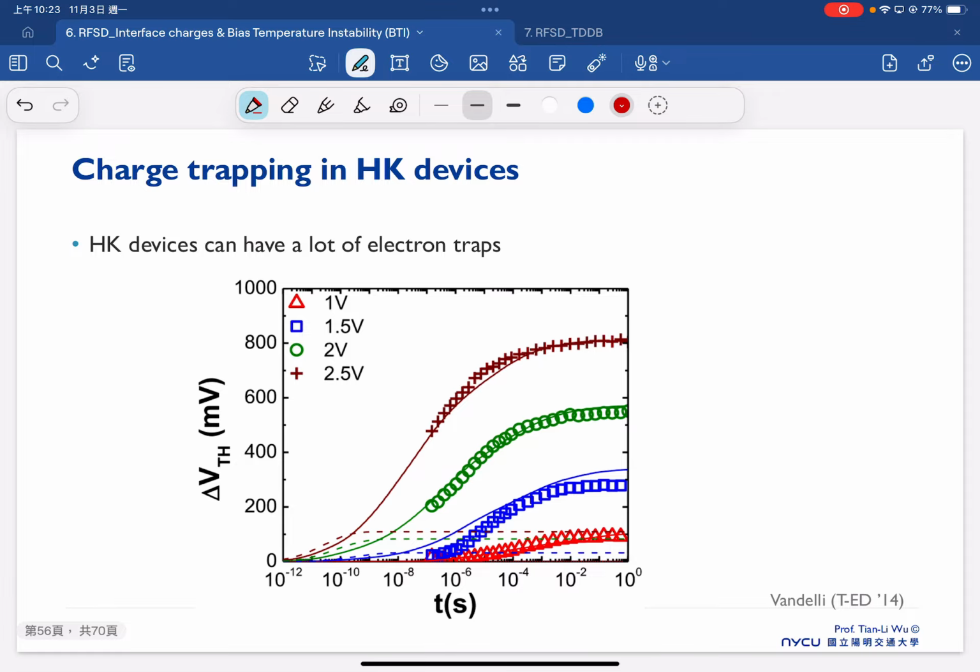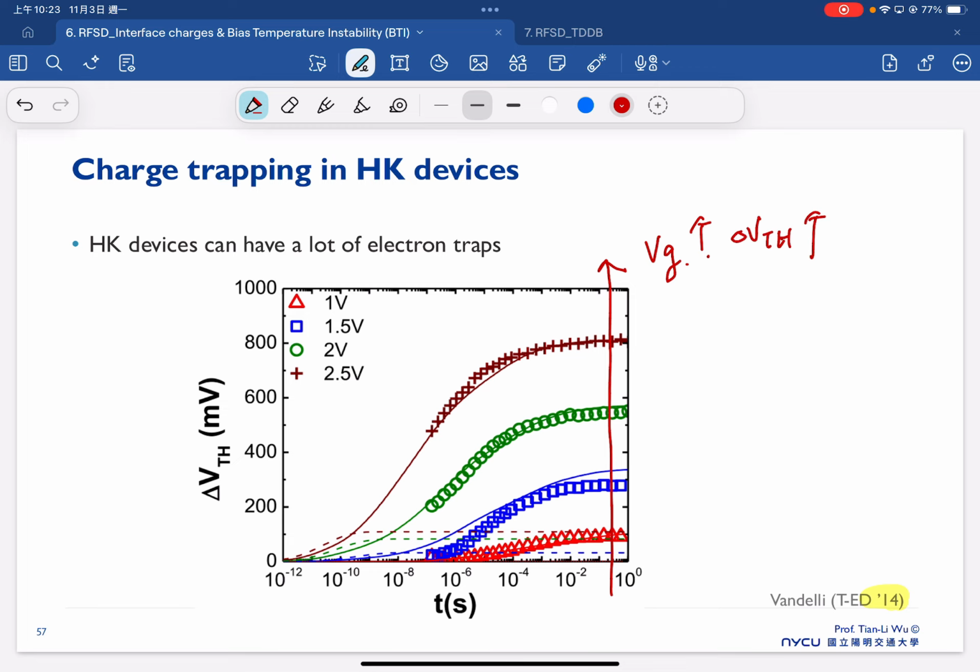So this is another piece of literature, getting closer to now. It's not that far away, just 10 years ago. This is a paper published in the IEEE TED in 2014, which is almost 10 years ago. So 10 years ago, our high K technology was still suffering lots of PBTI issues. This is one of the real measurement results: as we increase the gate bias here, our delta VTH increases.